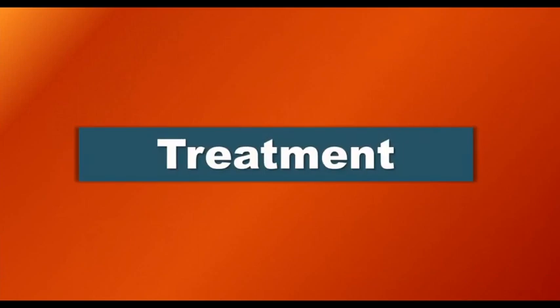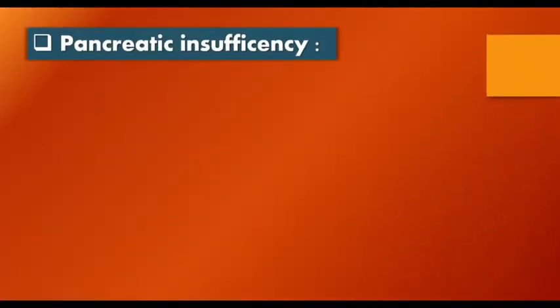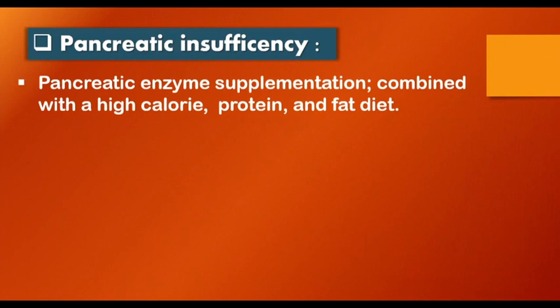Now what about the treatment of cystic fibrosis? You remember the problem, and especially if we approach it from the side of the digestive system and malabsorption, the problem we concentrate on is pancreatic insufficiency. So how can we manage the pancreatic insufficiency? Pancreatic enzyme supplementation should be given. This is combined with a high calorie, protein and fat diet to replace the malabsorbed one. So this is the cornerstone. Pancreatic enzyme supplementation is the cornerstone of the GI tract treatment of cystic fibrosis.